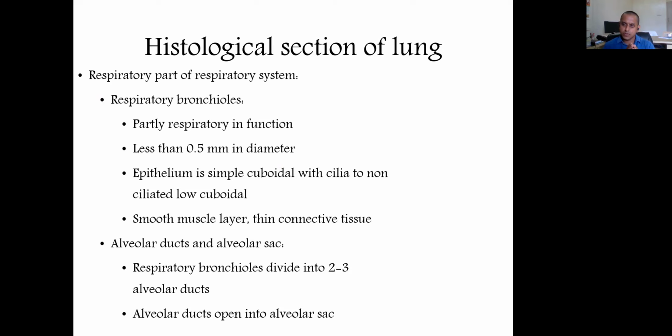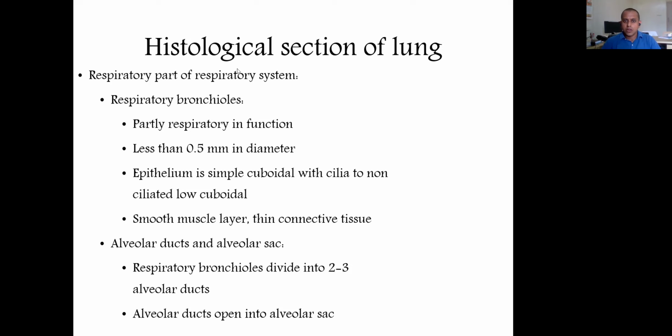The bronchus is the one which has the lining epithelium of pseudostratified columnar epithelium with goblet cells and cartilage. So they have the following layers: mucosa, submucosa, smooth muscles, cartilage layer, and adventitia. But the bronchioles do not have cartilage and glands in their wall.